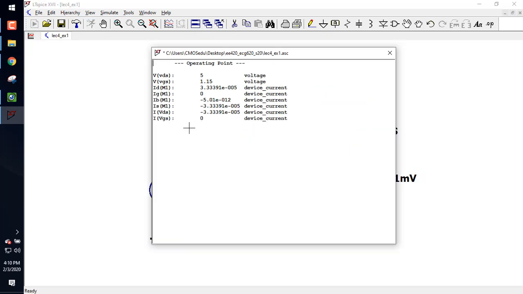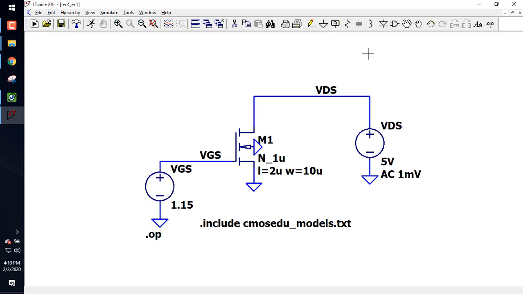All right. And then the ID is 33 microamps, and we calculated 36. Pretty close. Looking good. You know how to look at the small signal parameters.